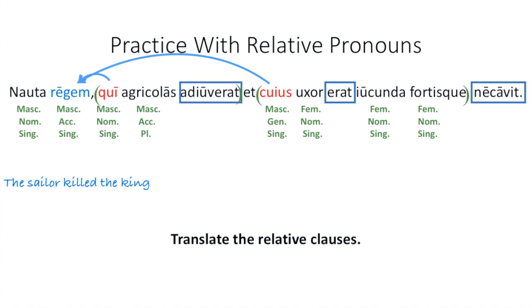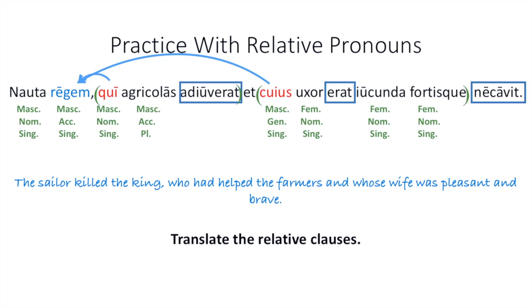So now that we have our main independent clause translated, our next step is to translate the relative clauses. So pause the video, translate them, and then check your work. You're right if you said: the sailor killed the king who had helped the farmers, qui agricolas adiuverat, and whose wife, et cuius uxor, was pleasant and brave.